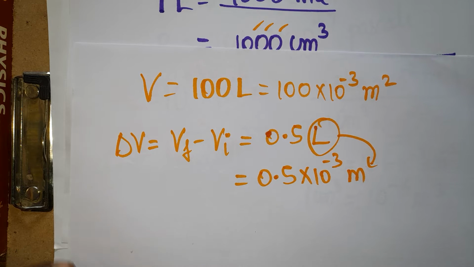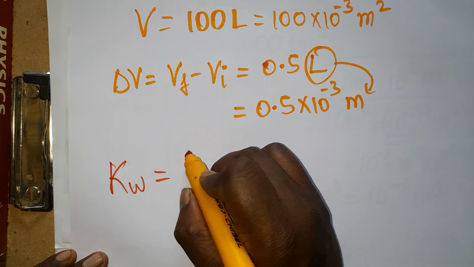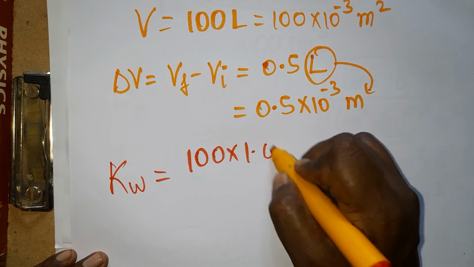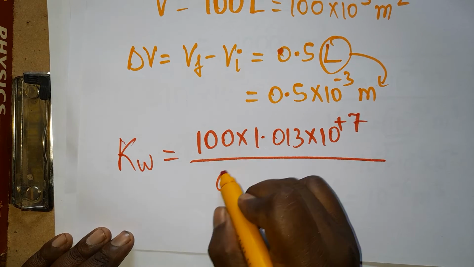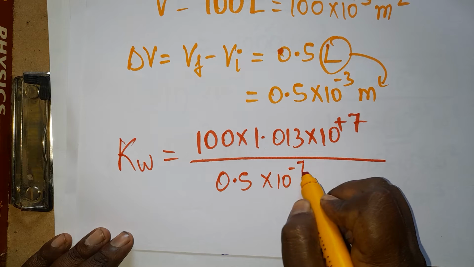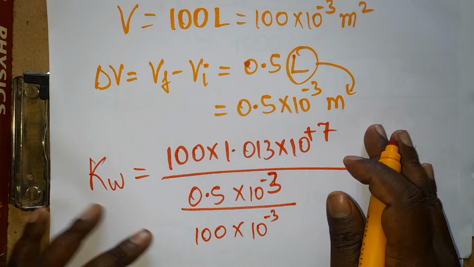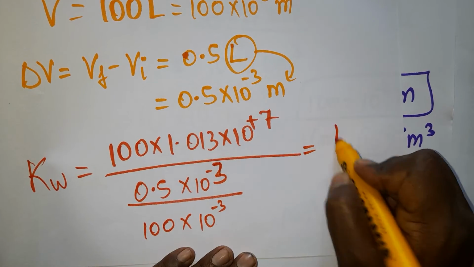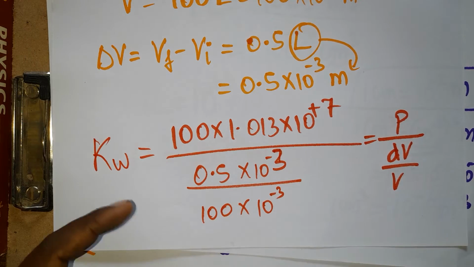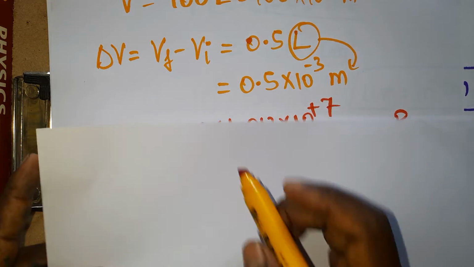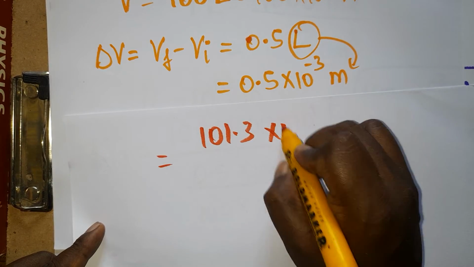Next, I'm going to find the bulk modulus of the water. What is the pressure? 100 atm, 100 into 1.013 into 10 power 5, as I told you. The change in volume is 0.5 into 10 power minus 3. The original volume is 100 into 10 power minus 3. The formula is pressure divided by change in volume by original volume. The denominator directly comes into the numerator. So 100 into 1.013 into 10 power 5.